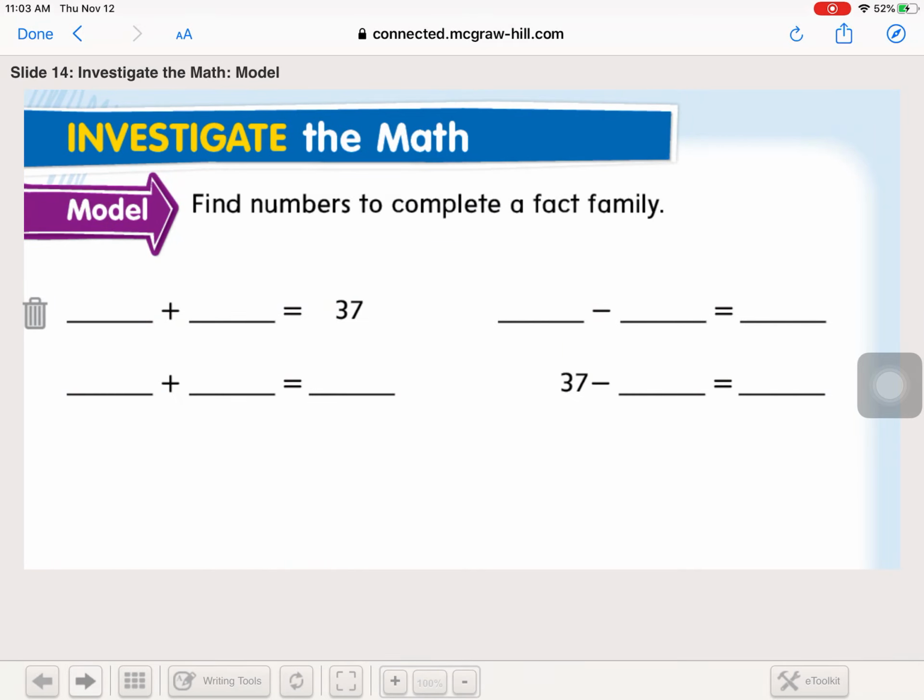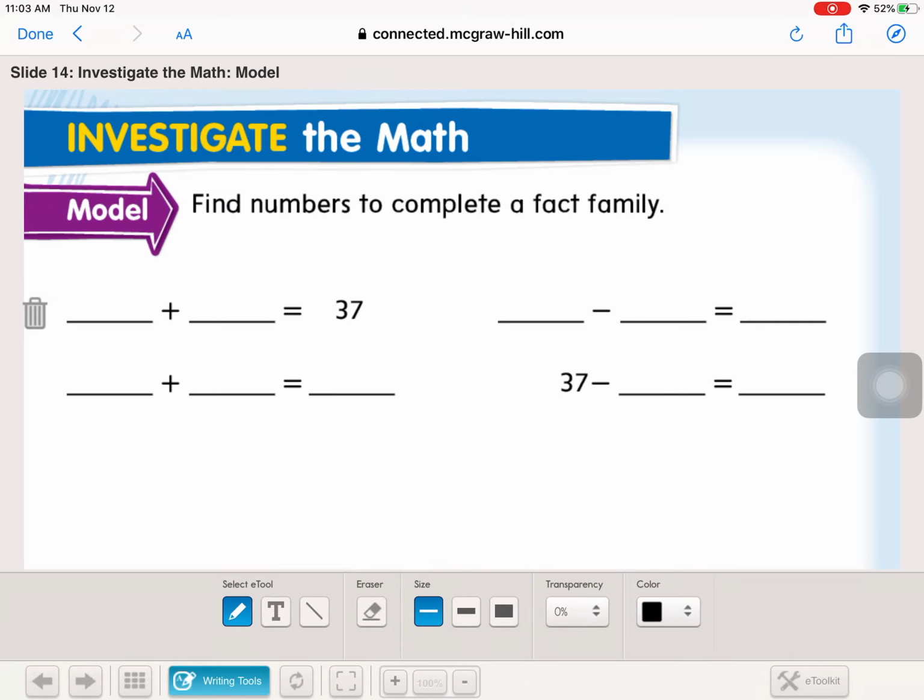Let's do some more practice here. So it says find numbers to complete a fact family. Now the only thing we have so far in this equation is the whole, or the sum of an addition, or we can start with the beginning of a subtraction problem.